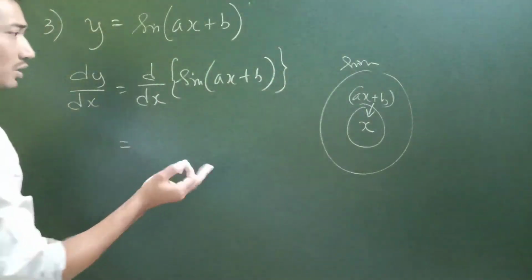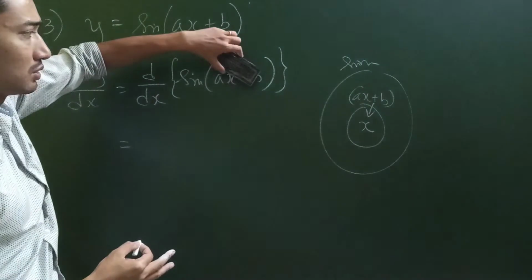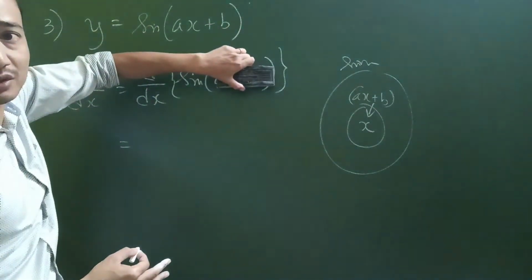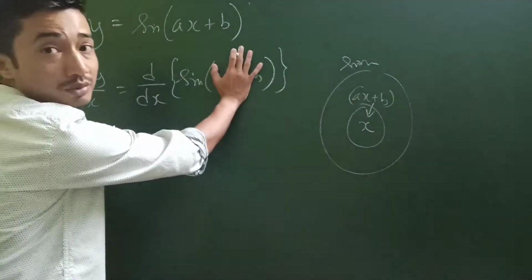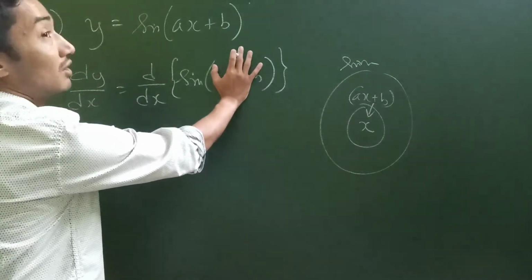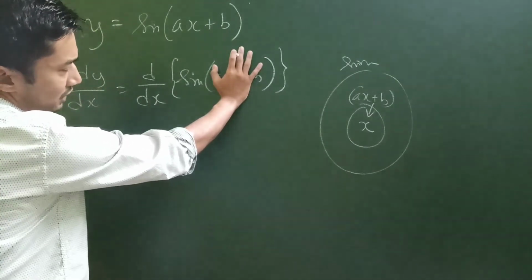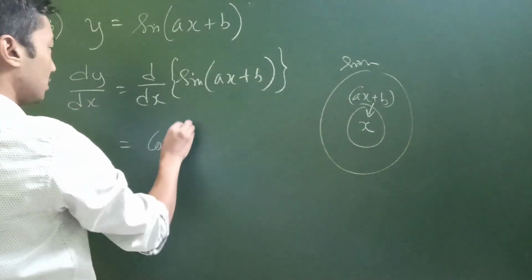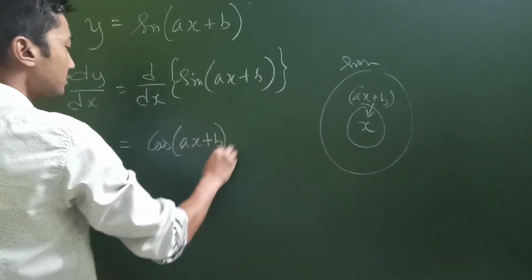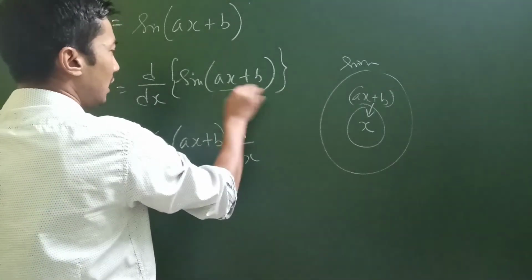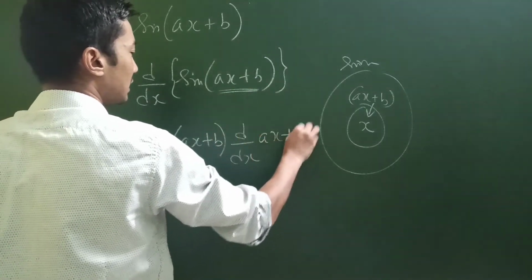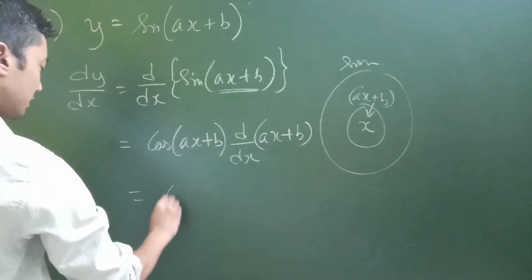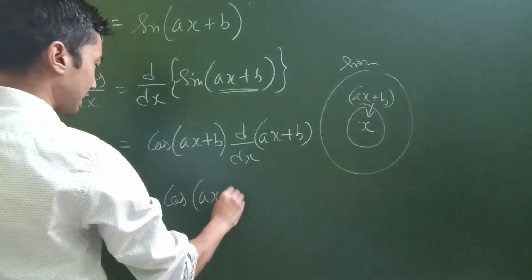Then again, almost a similar problem we had. We will assume this value to be our theta. So the differentiation of sine theta is what? Cos theta. Remember? But it is not theta. So that's going to be cos of theta times the derivative of our assumed value of theta, ax plus b. So that's going to be cos of ax plus b.